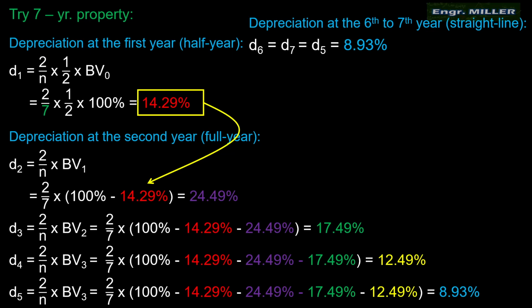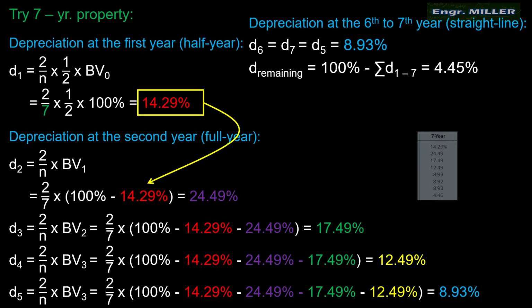Finally, dahil natapos na yung 7 years, ang pinakadulo or yung remaining period or remaining depreciation is 100% minus. Pag sama-samahin mo lahat ng depreciation mula 1st hanggang 7th year at ang matitira doon is 4.45%. And let's check the table kung tumama ba tayo.